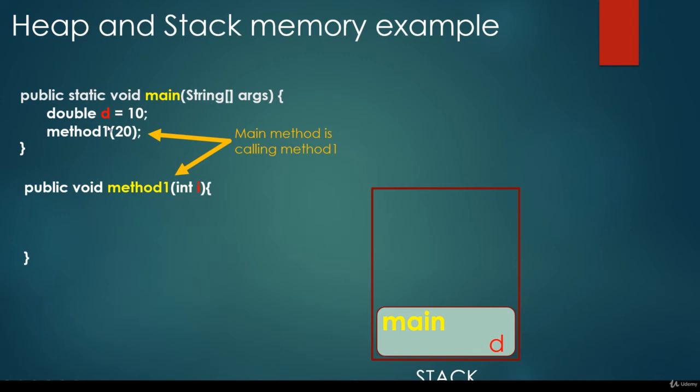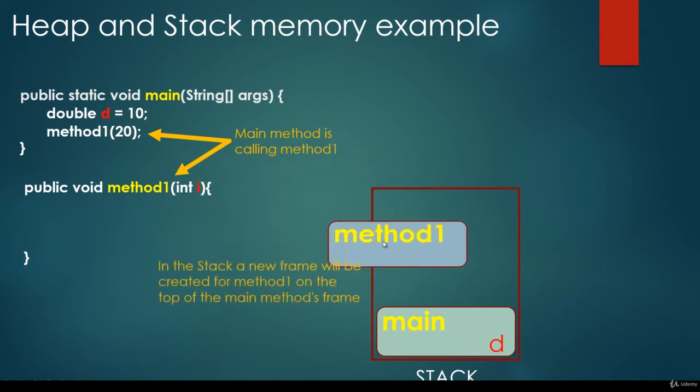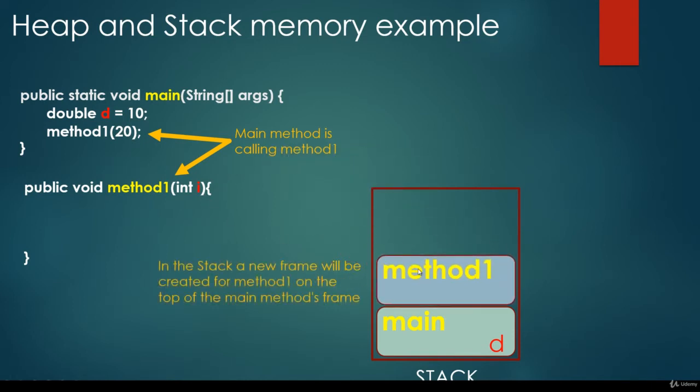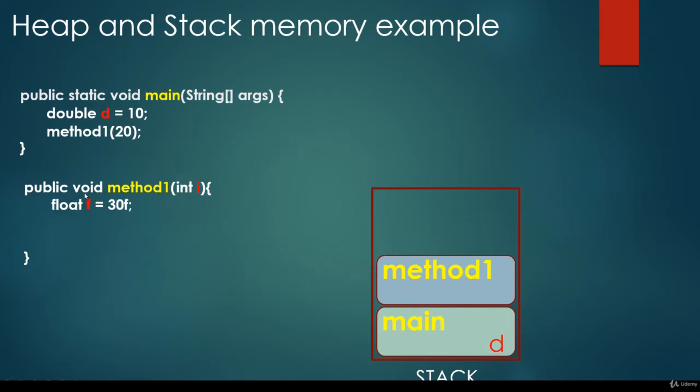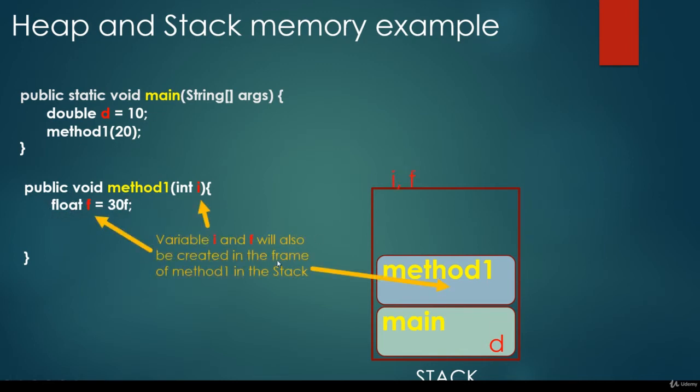If we make a given method call, then this public void method1 will be called with the given argument. So what does it mean? Method calls are stored on the stack memory, so there's going to be another stack frame for method 1. Okay, so if we create the method 1 specific local variable, a floating point number f with value 30, then these values are going to be stored on the stack memory associated with the given method. So the method 1 stack frame is going to contain the argument i and the local variable f.